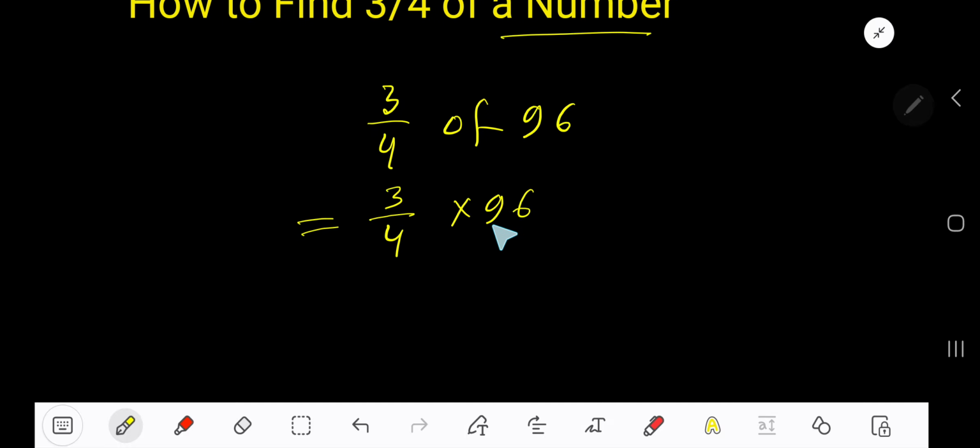So your responsibility is to convert this whole number into a fraction, considering 1 as a denominator. Now multiply this fraction with this fraction, multiply top number together and bottom number together.